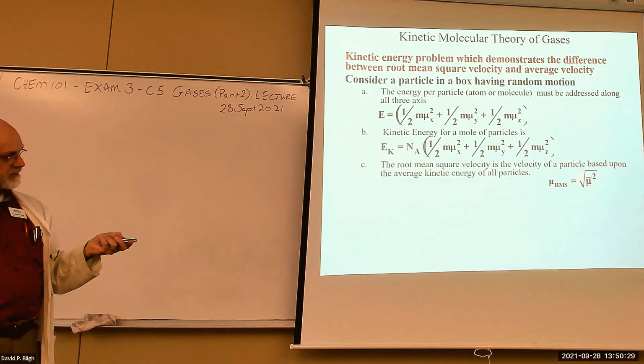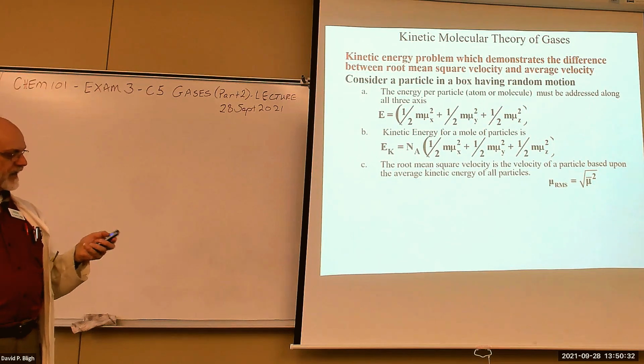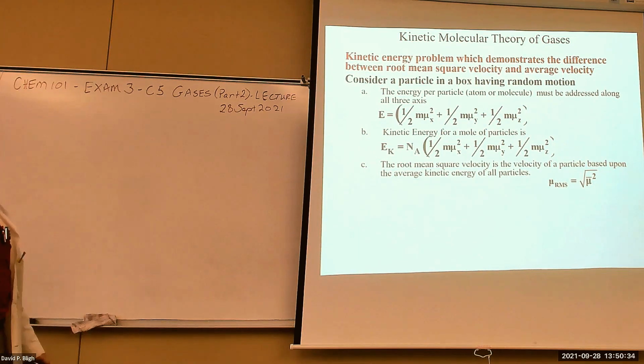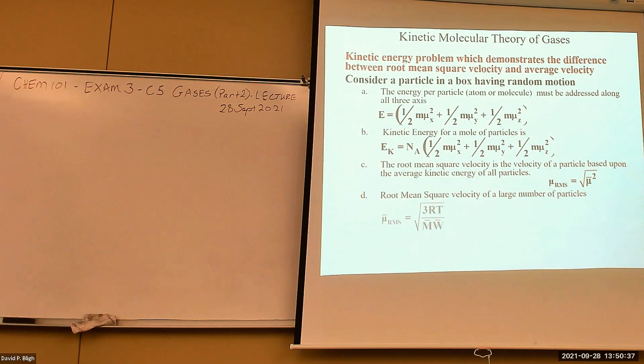So we take this calculation here, and that gives us our root mean square velocity. Now, what can we do with it? Well, for a large number of particles, that root mean square velocity is equal to the square root of 3 times R, the gas constant, times temperature in Kelvin, divided by the molar mass. Since the molar mass is in the denominator, as it increases, the velocity decreases to have the same energy at that temperature.